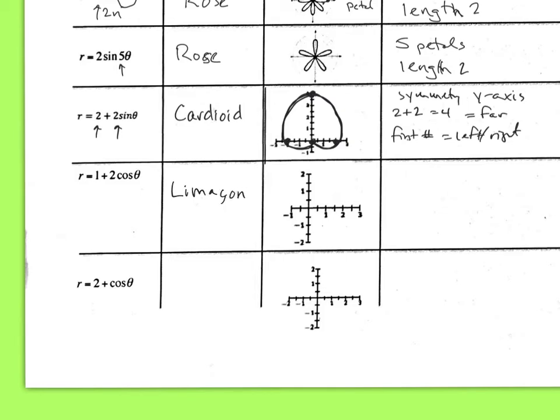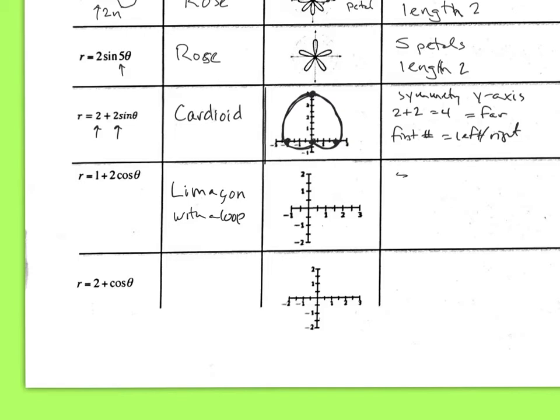Limaçon. I wrote it up there phonetically for you, so it has a little thing on the C. I don't do French. If you have a smaller first number, then you're going to have a loop. So this is a limaçon with a loop. And you have to draw the correct points to make the loop the correct length and the correct width and all this good stuff.